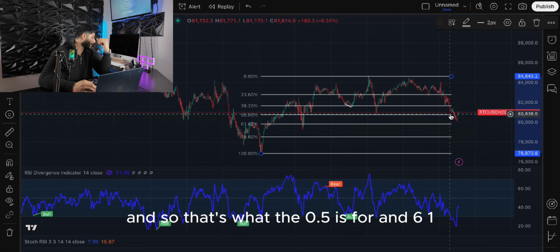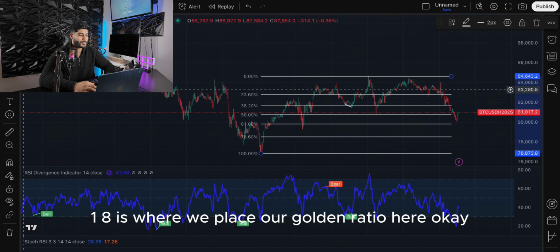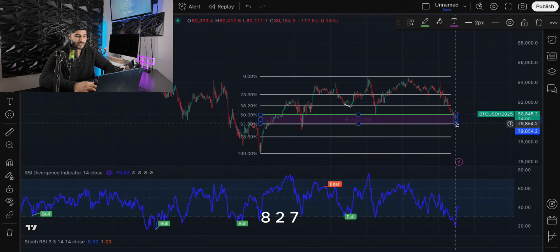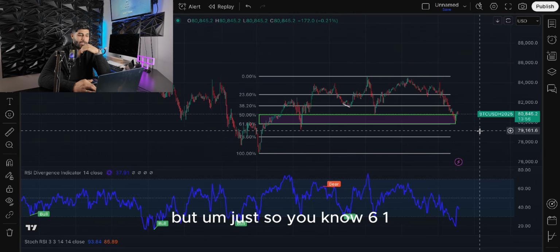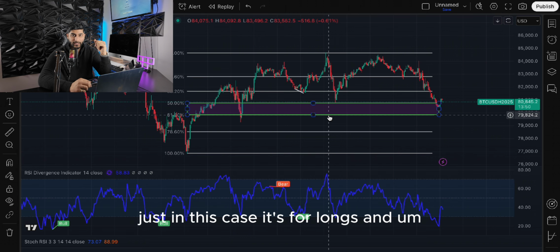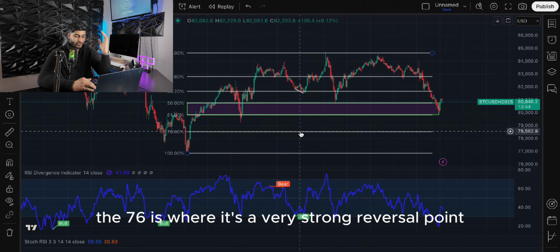And 0.618 is the golden ratio. So between 0.5 and 0.618 is where we place our golden ratio here. Okay, and a lot of people will say it's 0.618 to 0.786, so I'm going to show you exactly how I do it after. But just so you know, 0.618 is a very strong place of reversal, whether it's for longs or for shorts. Just in this case, it's for longs.